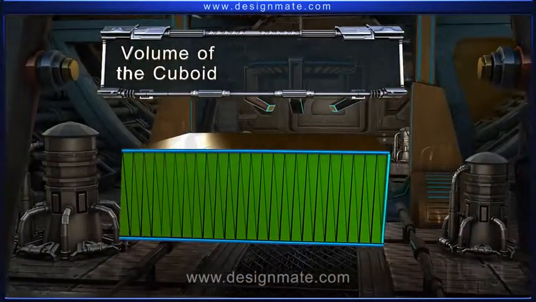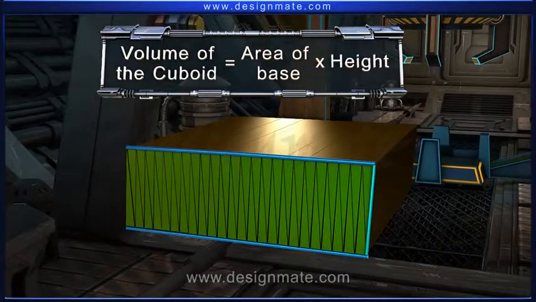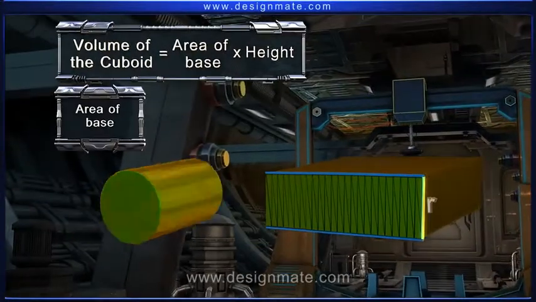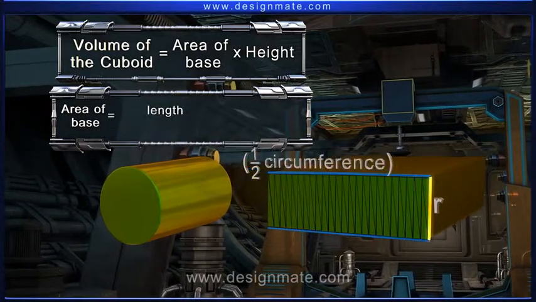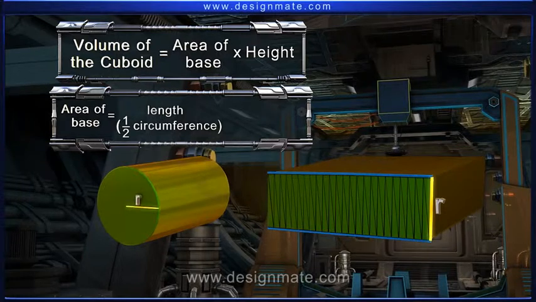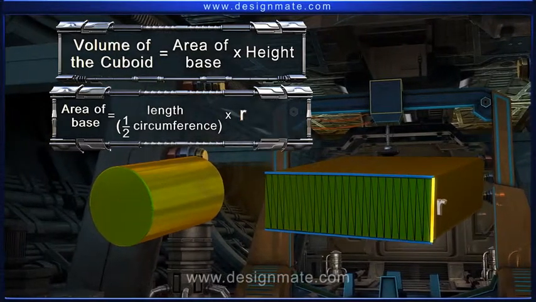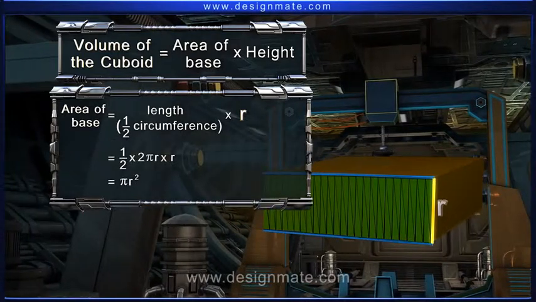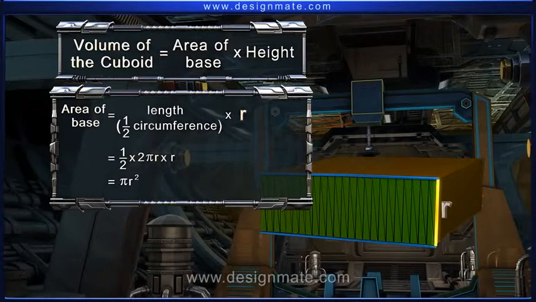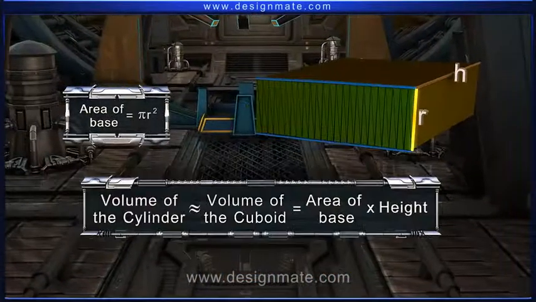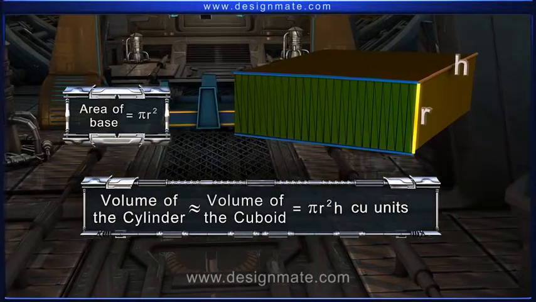The volume of the cuboid is equal to area of base times height. Area of the base is equal to area of the rectangle, whose length is equal to half circumference times width is equal to radius of the circle, which is equal to half times 2 pi r times r, which is equal to pi r square. Thus, the volume of the cylinder is equal to pi r square h cubic units.